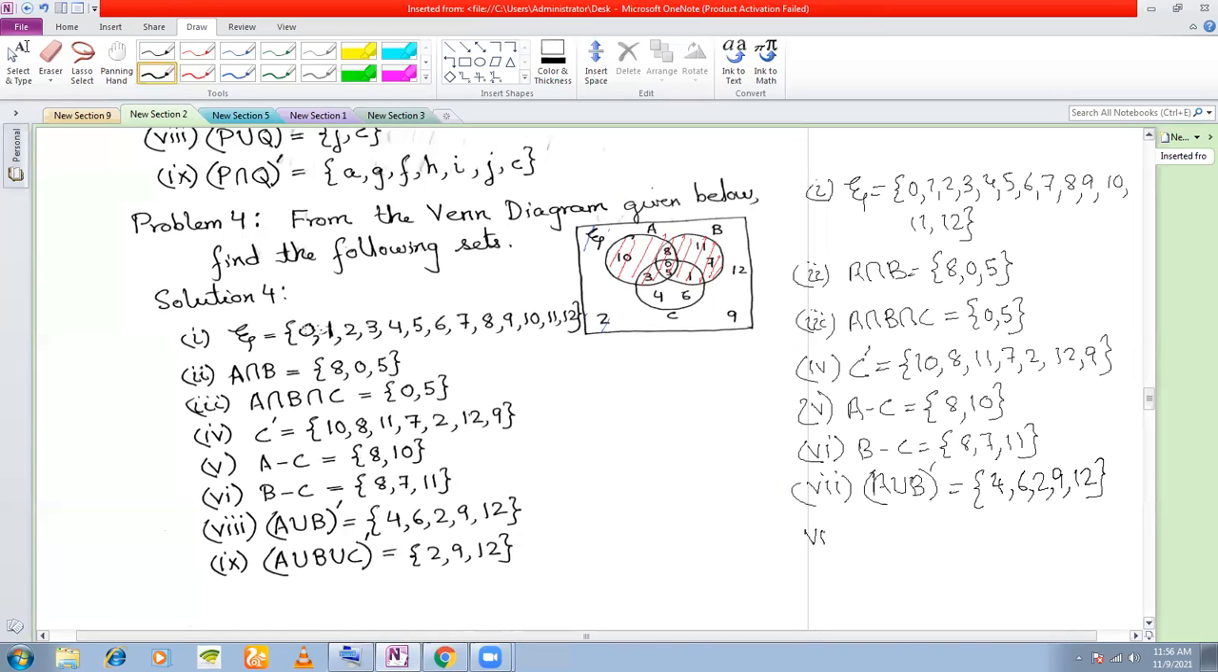And finally, you have number 8, A union B union C complement. So which one is A union B union C complement? First of all, let's identify A union B union C. A union B union C will be all the area that is there within the 3 circles. So if I take the complement of A union B union C, it will be all the elements that are outside this shaded part, right? And what are the elements? You see there are only 3 elements, 2, 9 and 12. Okay, so this completes this question.